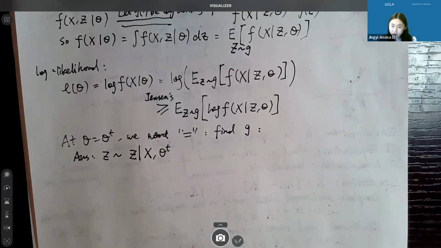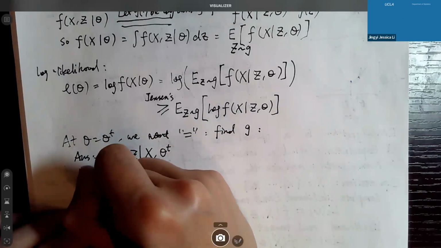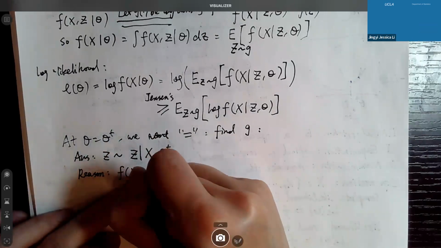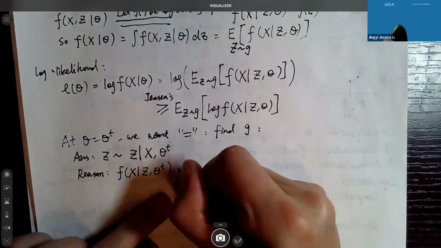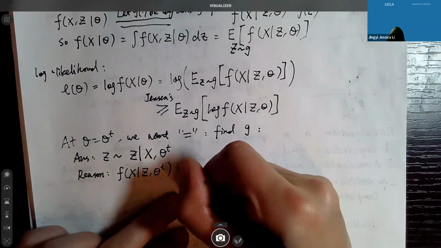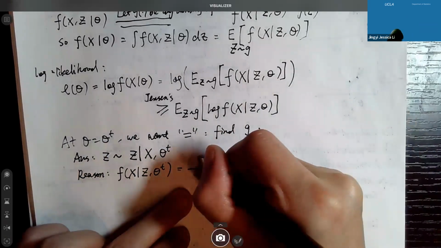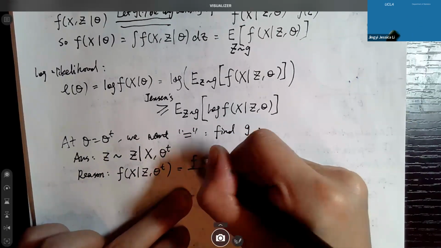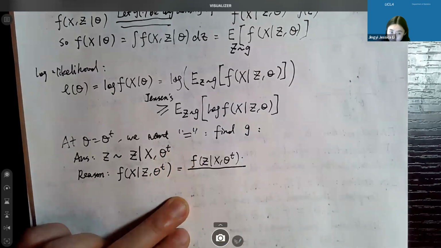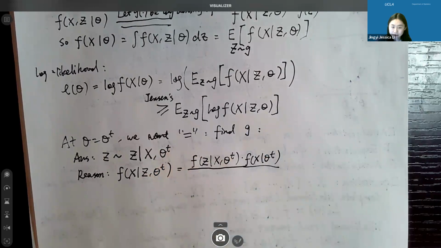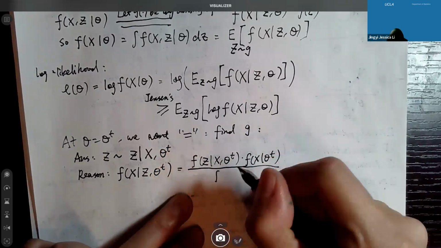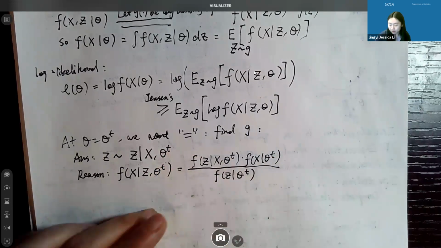And why is that? The reason is, if we have theta equal to theta_t, then basically we would have f(x | z, theta_t). And if we use the Bayes rule, we can write this as some density f(z | x, theta_t), let's just use the same notation, times f(x | theta_t), and we're going to divide by f(z | theta_t). This is what the Bayes rule is doing.